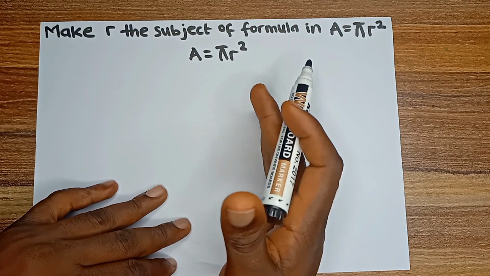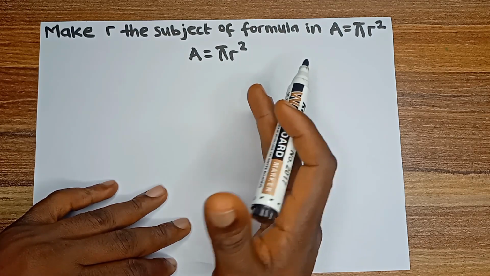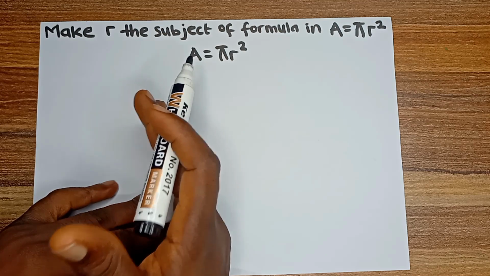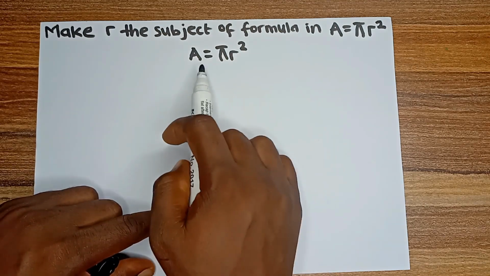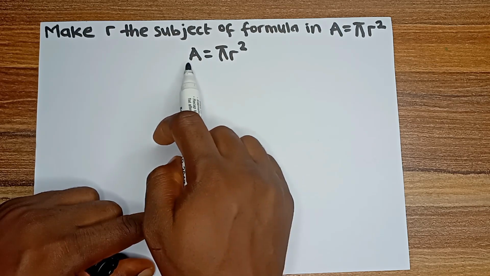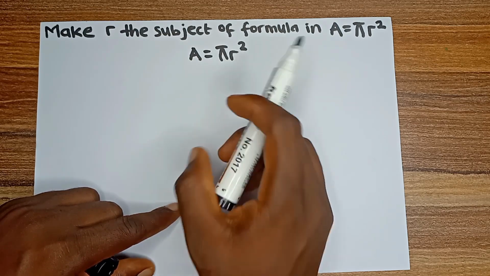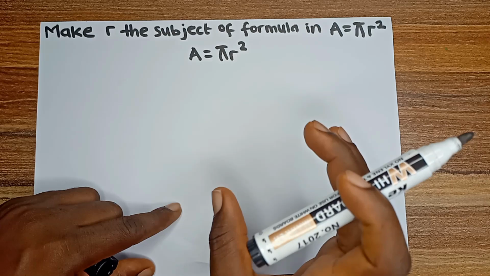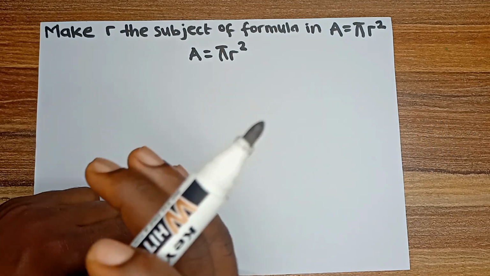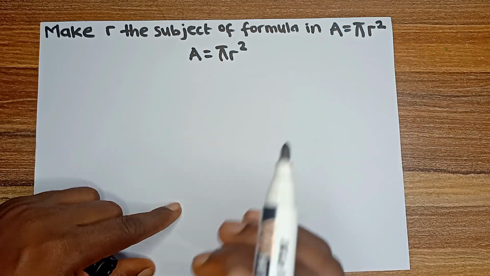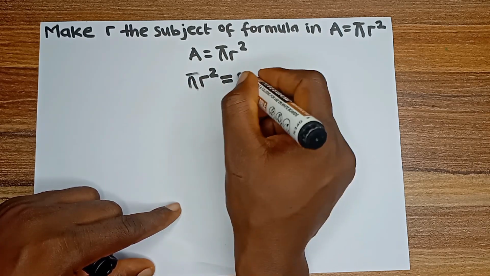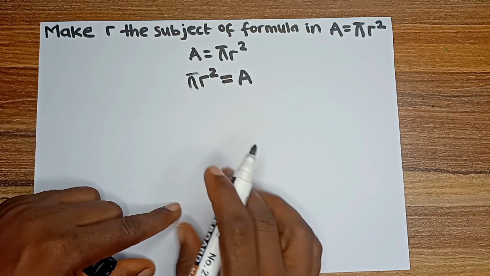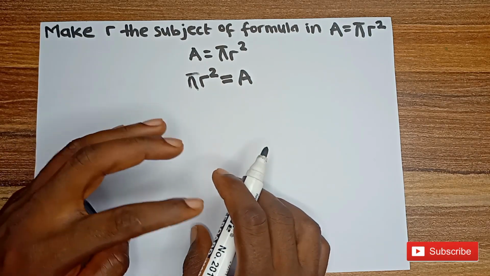This means we have to relocate r from the right side to the left side. If we are going to do that, the first step we are going to take is to mirror this formula. The formula is A is equal to pi r squared. So mirroring it means whatever we have on the right, we bring it to the left, and whatever we have on the left, we bring it to the right. So let's do that. So we have pi r squared is equal to A.